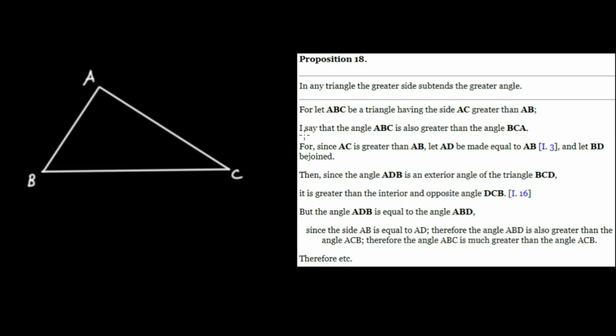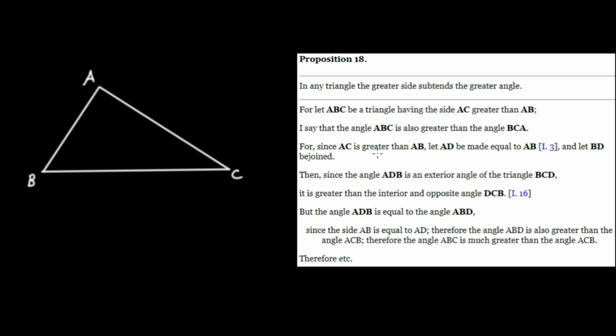The claim is that, I say that the angle ABC, which is opposite the greater side, is also greater than the angle BCA, which, as you notice, is opposite the smaller side. That's a claim, and we now proceed to prove it.